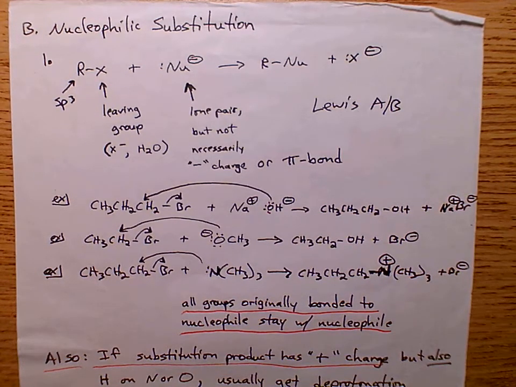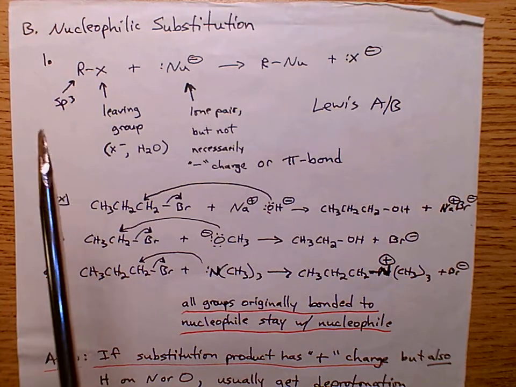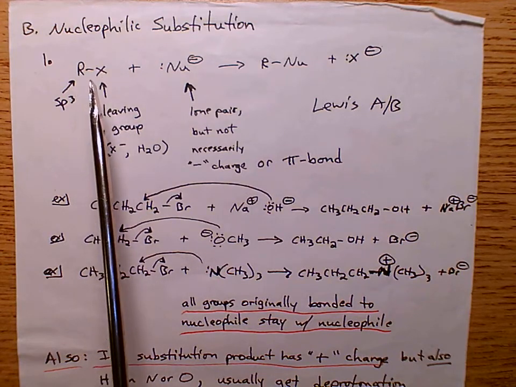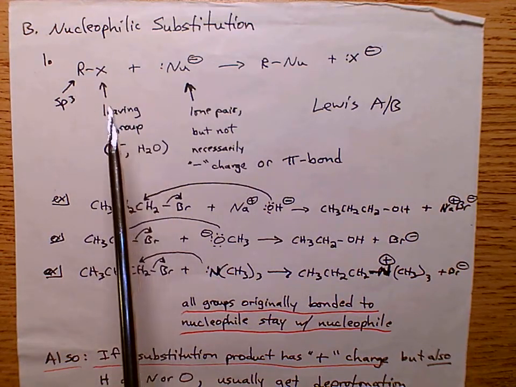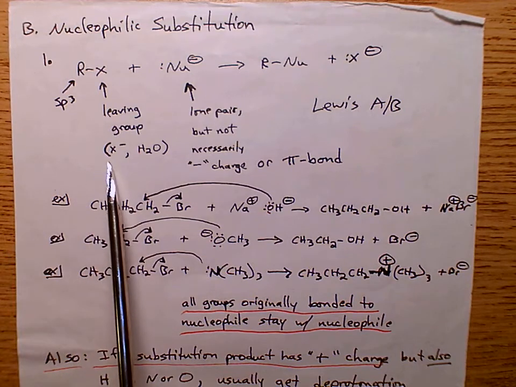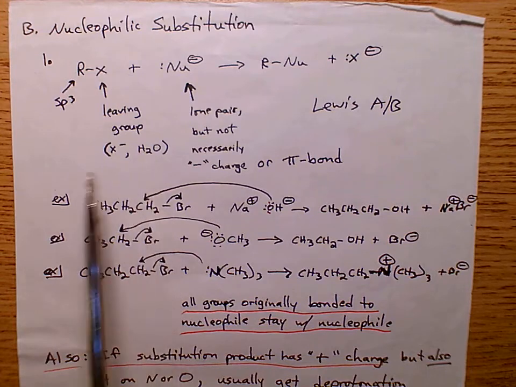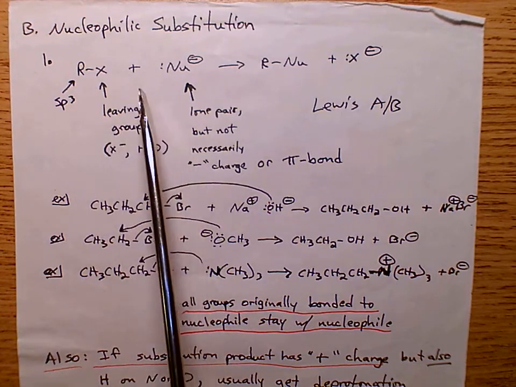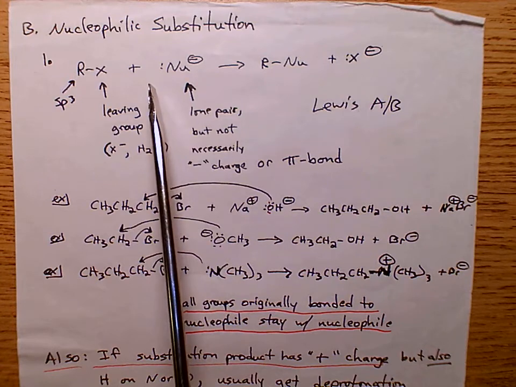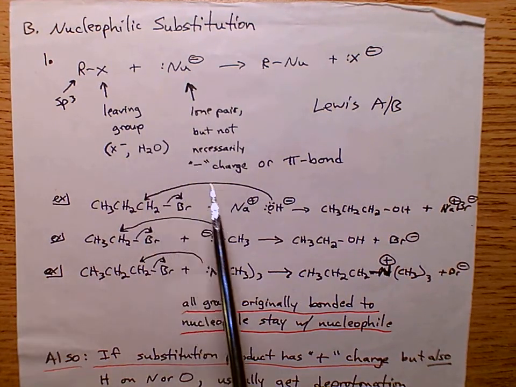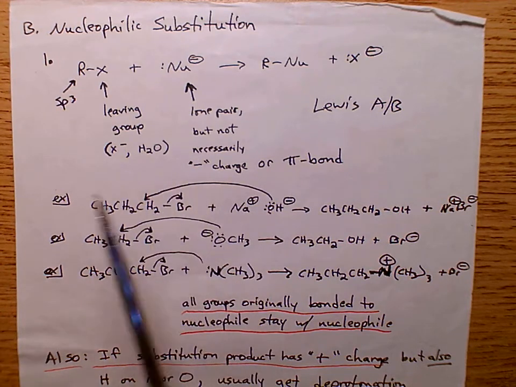And here's the general gist of it. If you have an sp3 hybridized carbon bonded to a halogen, we call this halogen the leaving group. Prime leaving groups are the halogens. We're going to find in Chapter 9 that water is a good leaving group. A nucleophile has a lone pair of electrons. Often nucleophiles are negatively charged, but they do not have to have a negative charge. A pi bond can also be a nucleophile in certain cases.